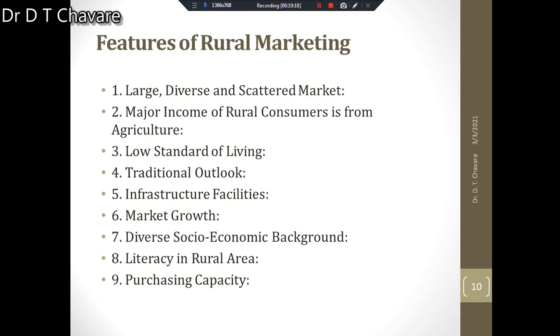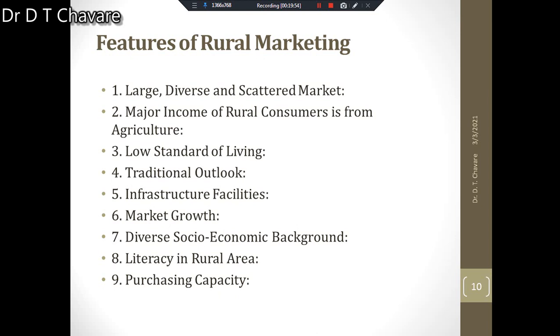Then another feature is infrastructure facilities. Different types of infrastructure facilities are there. In rural areas also, such infrastructure facilities are going to develop. For example, whatever facilities you receive in urban areas, the same facilities you will find in rural areas also. It means you will find infrastructural facilities the same as in urban areas.